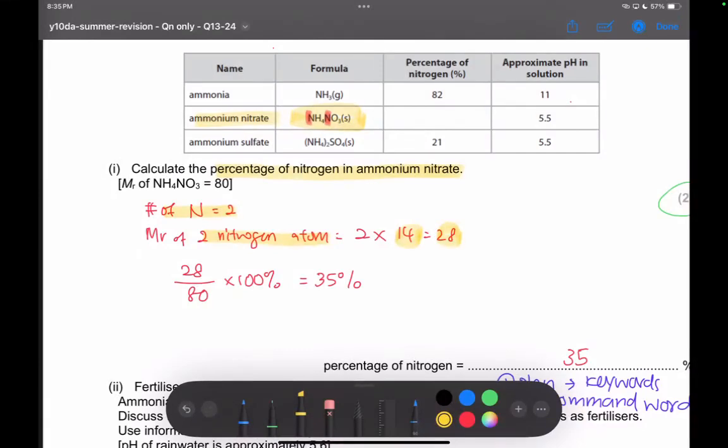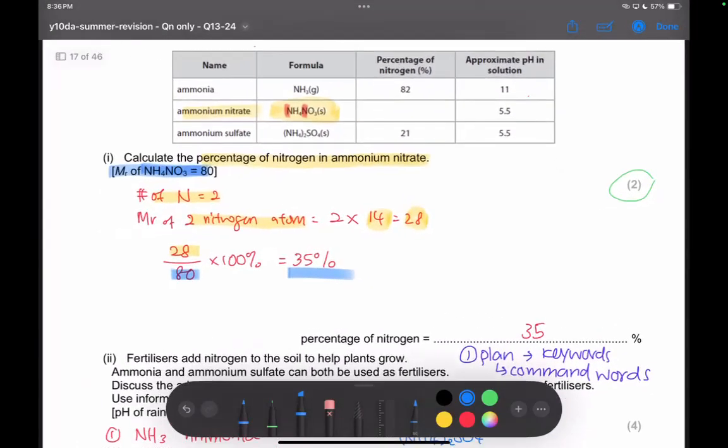So the percentage of nitrogen in ammonium nitrate will be 28, because there are 2 nitrogen atoms in there, over the Mr of ammonium nitrate as given to us over here in the question. So multiply by 100% and you will get 35%. So this is a very easy 2-mark question, only if you understand what you are looking out for.